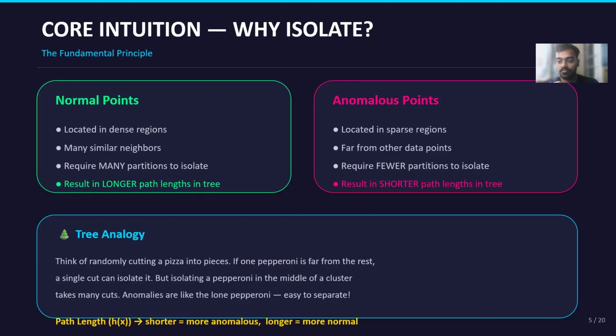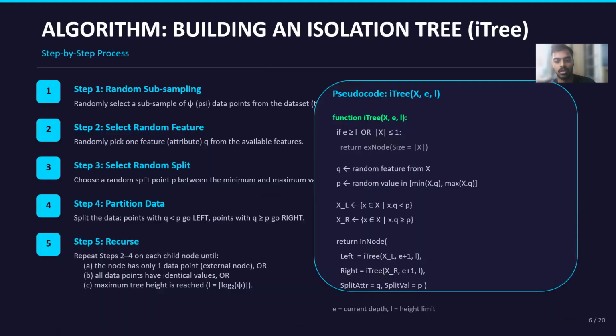A point far away from others can be isolated with just one or two cuts, or a few cuts. But a point inside a dense cluster requires many cuts to isolate. This leads to a core rule: short path length means anomaly, long path length means normal. So let's see how to build an isolation tree.